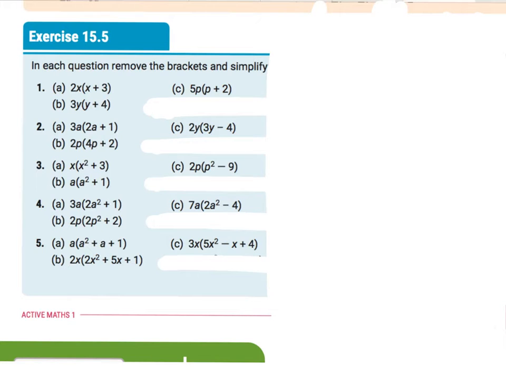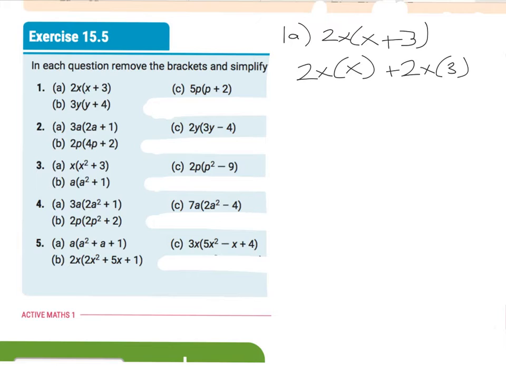Okay, so the first thing we'll do is go through the homework. So 1A, we had 2x outside the bracket, x plus 3 inside. So the 2x outside the bracket has to be multiplied by both numbers inside the bracket. The 2x has to be multiplied by the x and multiplied by the 3.